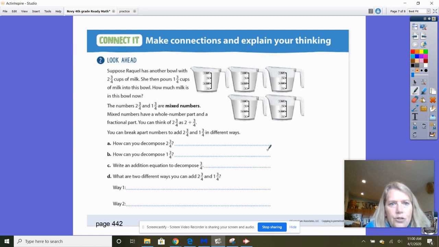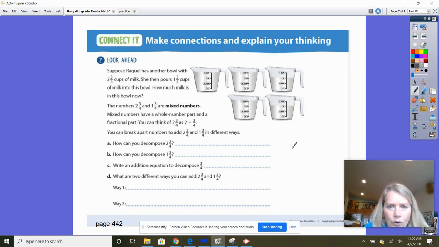Okay, page 442. Suppose Raquel has another bowl with 2 3/4 cups of milk. Then she pours 1 3/4 cups of milk. How much milk is in the bowl now? So you have the mixed numbers, 2 3/4, and then you have 1 3/4. So that's what the picture shows. 2 3/4, and then 1 3/4. Mixed number part and a fractional part.